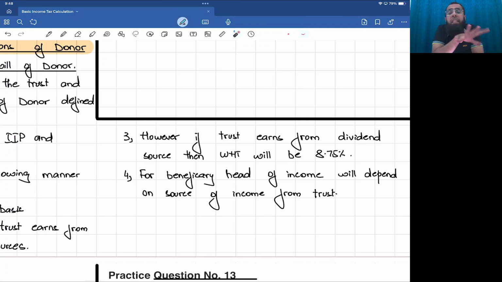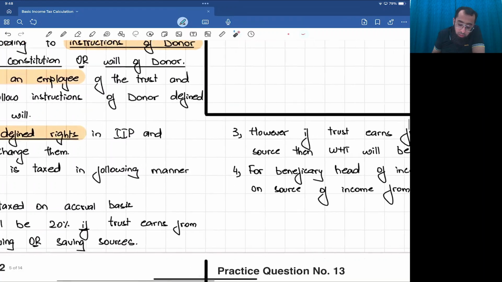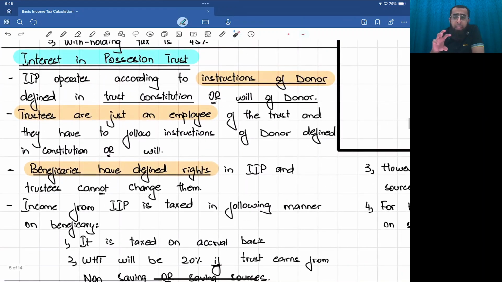Logical, not like discretionary trust that always put in non-saving. Non-saving has the highest tax rates. Non-saving is not a good thing. So interest in possession trust is a more logical trust, a more legitimate and valid thing, not a tax planning tool. Discretionary trust is also permitted. The tax department has allowed it. There is no issue in it.